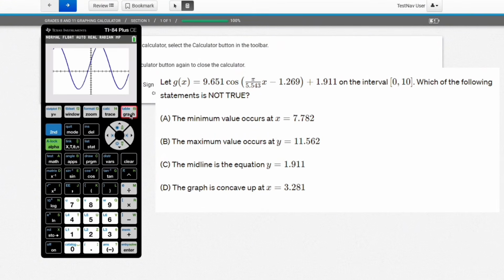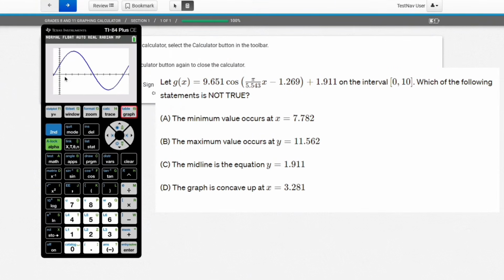Let's hit graph and see what we get. All right, so we have a peak just outside. We only care about stuff between 0 and 10, so I'm going to fix my window. I'm going to change the y min to -1, because I'm going from 0 to 10, but I always like to have that little bit of cushion. It goes to 11 for my x. I need to add more stuff to the y, so I'm going to change the y max to 13. That should do it just fine.